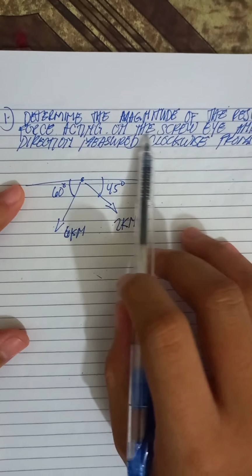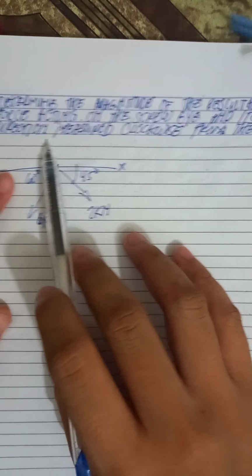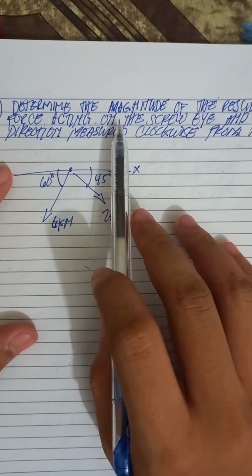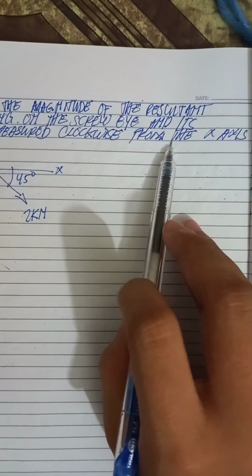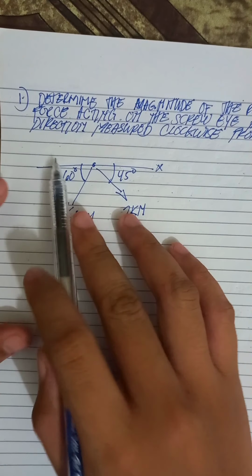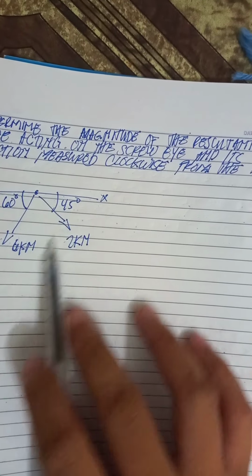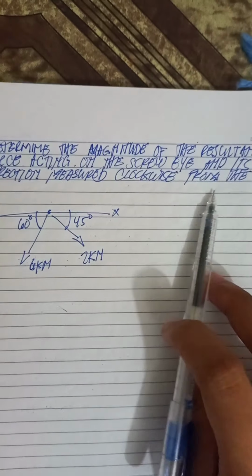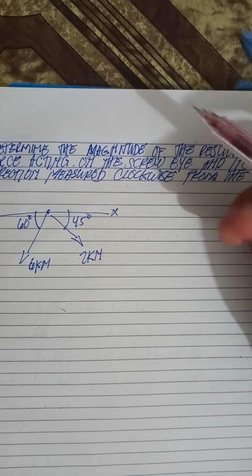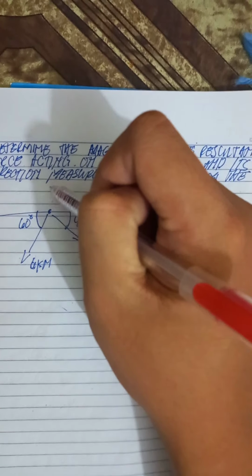So determine the magnitude of the resultant forces acting on the screw eye and its direction measured clockwise. Clockwise from the x-axis.